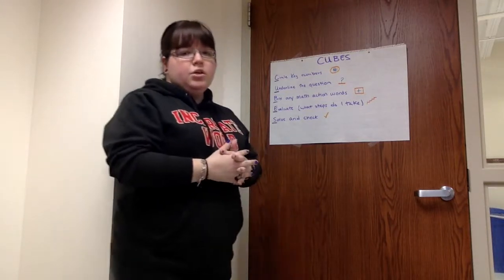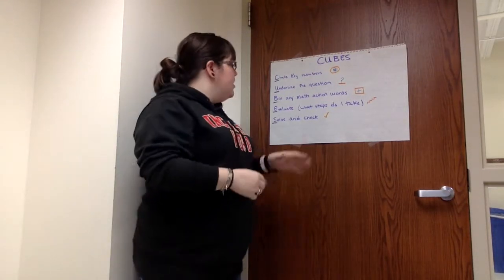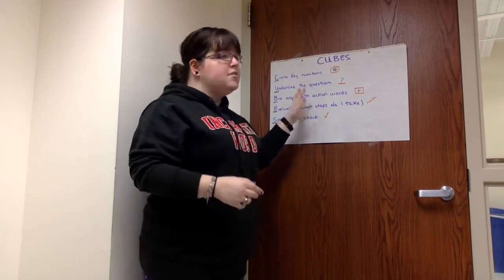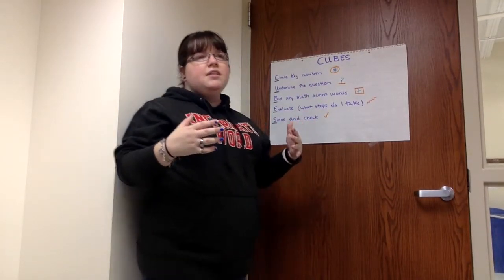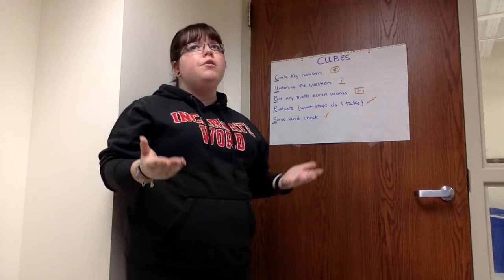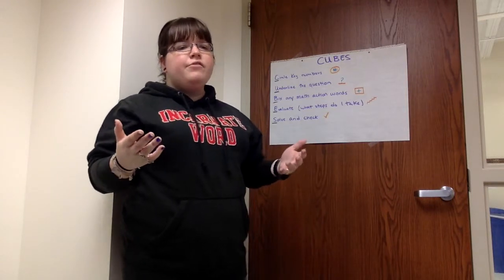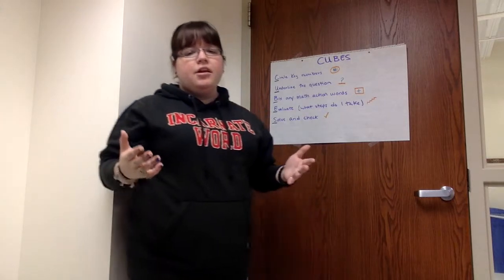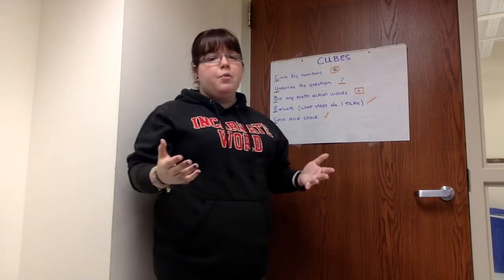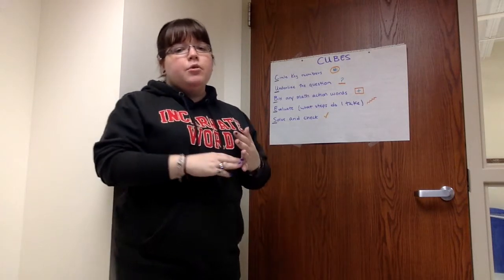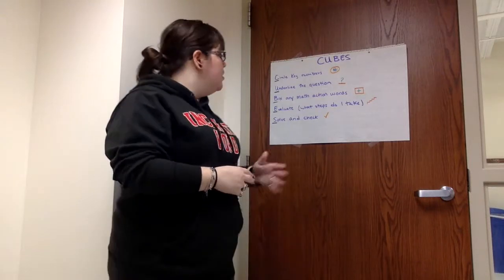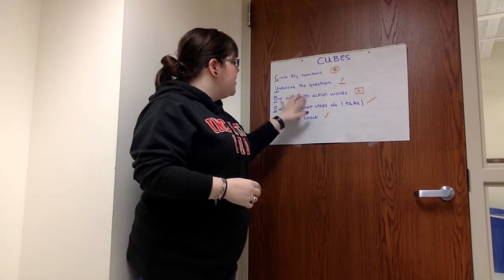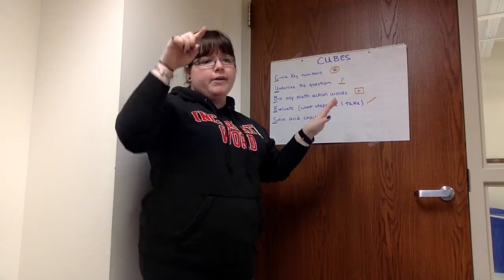The next step in CUBES is box any math action words. Now this would be words like total or sum, or things that give you a hint to what kind of action you're going to be taking, what kind of steps you're going to have to use to solve this problem, whether it's addition, subtraction, multiplication, or division. So when you box the math action words, that means you put a little square around it.